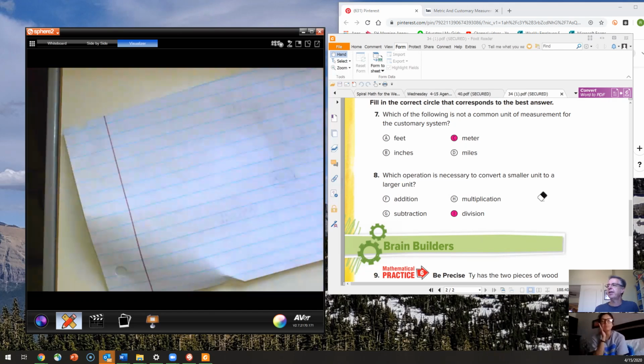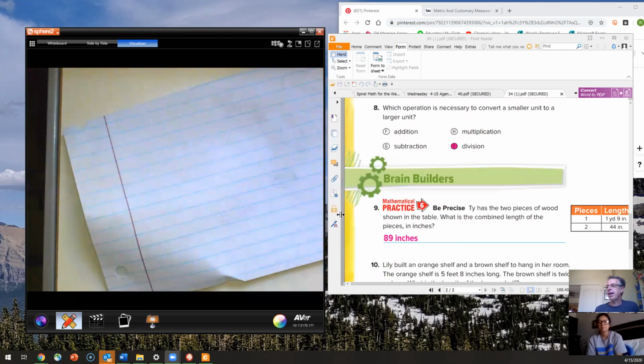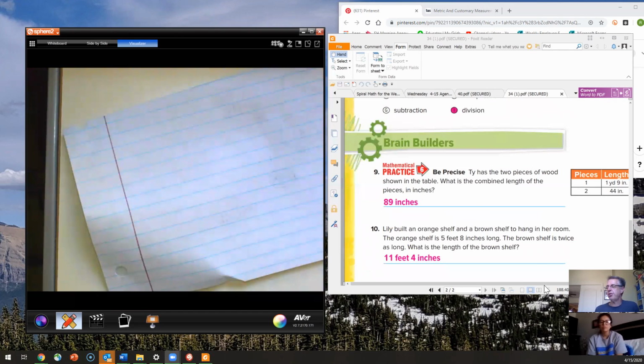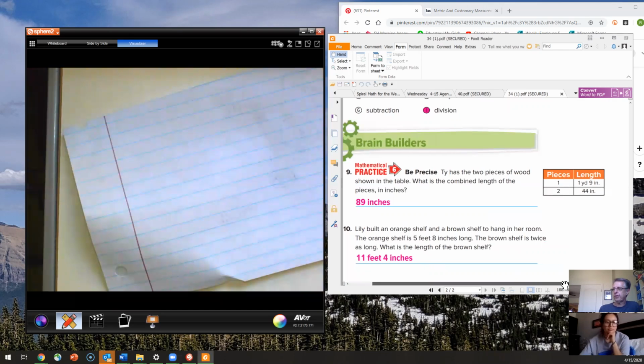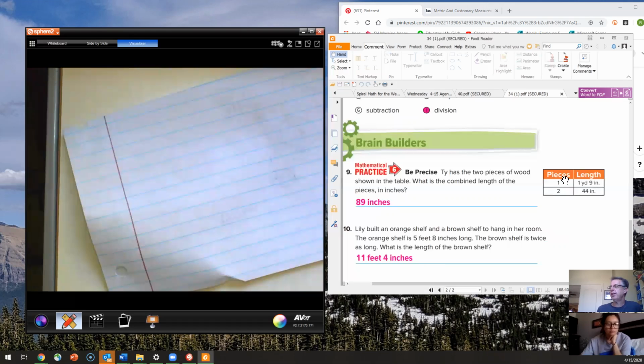You got it. All right, we're going to scroll on down to our brain builders. Ty has 2 pieces of wood shown in the table. What is the combined length of the pieces in inches? And as you notice on this one, the trap of this is, and I'm just going to put a little mark in here. Oh, I don't have this in. I've got too many things layered over. So let me just go ahead and get my annotation up here.